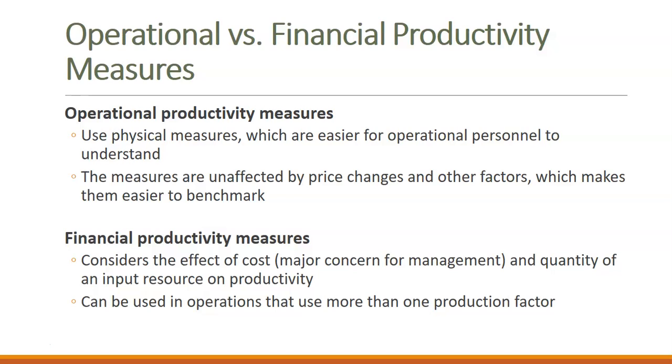When we look at the effect of cost, which is of course a major concern for management, we can look at the financial productivity measures. So this is looking at the effect of cost and quantity of an input resource on productivity. It can be used in operations that use more than one production factor. So what we're doing is we're taking the direct materials and the direct labor variances and we're breaking them down into productivity measures and looking at them from a different aspect.